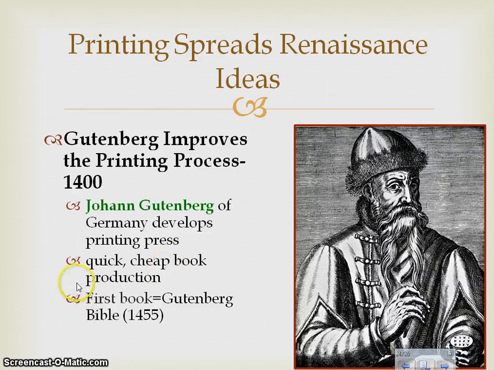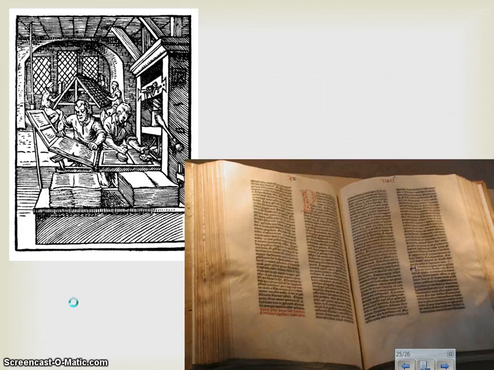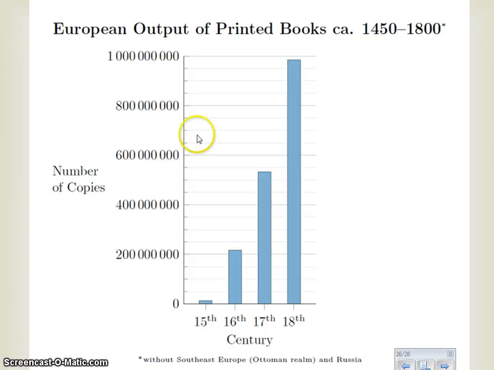Now, of course, the first book that is printed is the Bible. This is very important because it marks when people, especially peasants or people in the lower class, all of a sudden can get a hold of a Bible and start to learn how to read it. Here we have an example of the printing press, up in the corner. And here's one of the first Bibles that was printed. It is still in existence today.